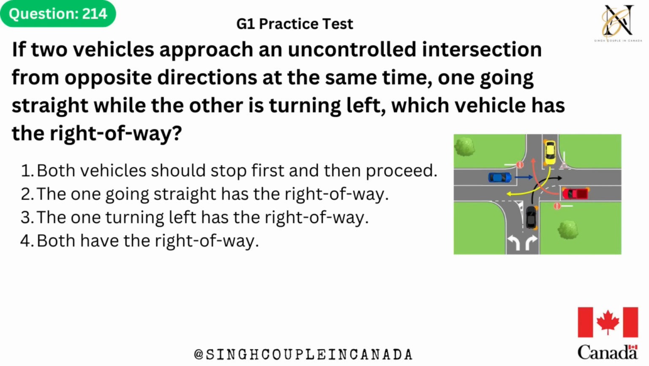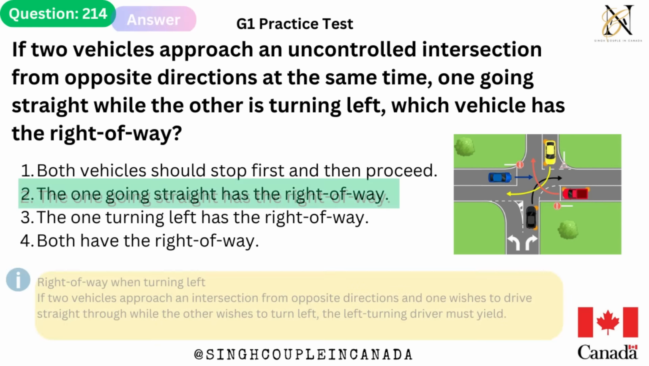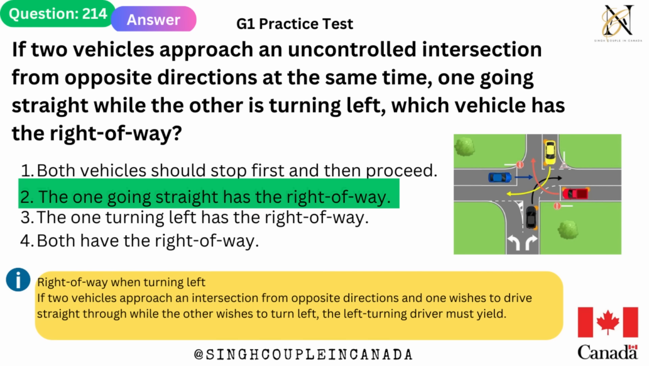The one turning left has the right of way. 4. Both have the right of way. The answer is 2. The one going straight has the right of way. Right of way when turning left. If two vehicles approach an intersection from opposite directions and one wishes to drive straight through while the other wishes to turn left, the left-turning driver must yield.